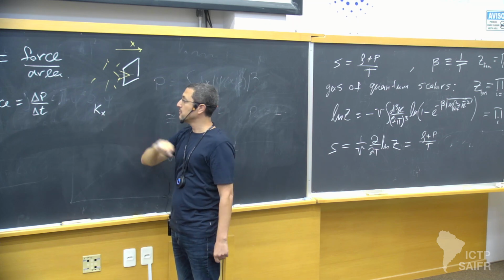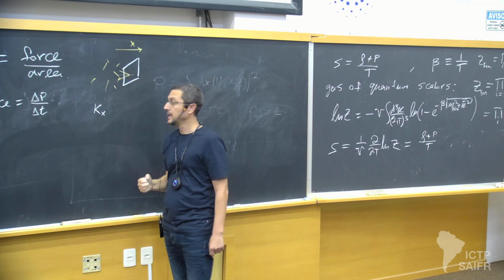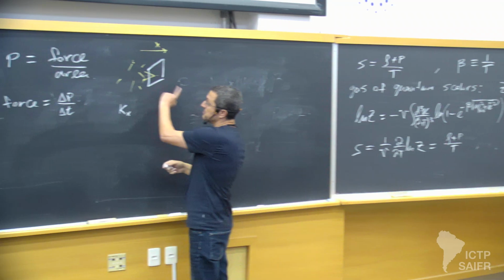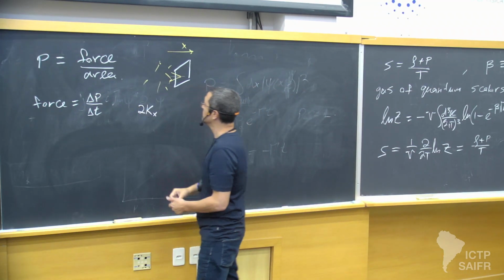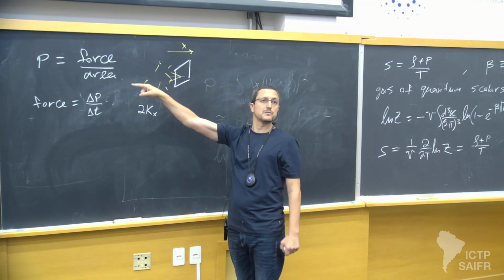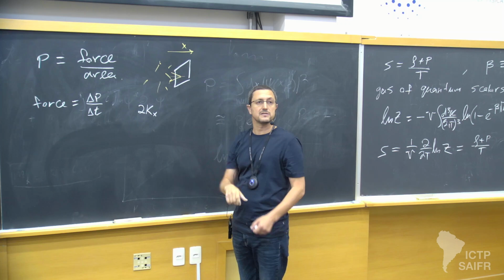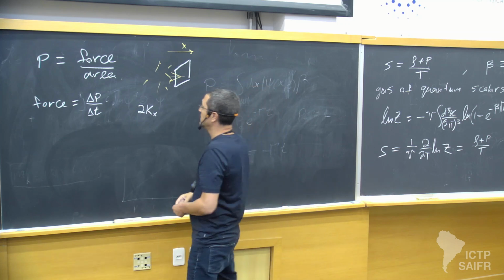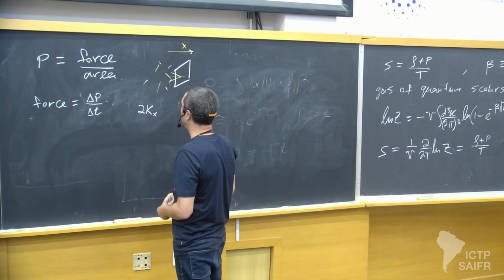So my particle has some momentum kx when it comes in. The momentum that it transfers to my box is twice this, because it came with that momentum and was launched back with the opposite. So I have twice of this. That's the amount of momentum per particle.